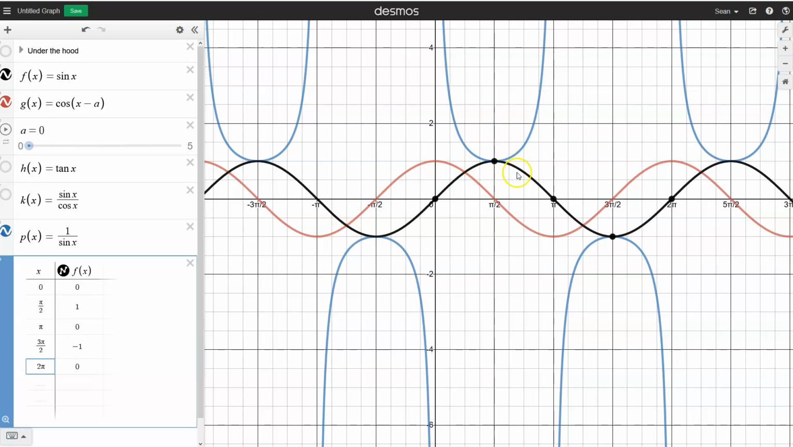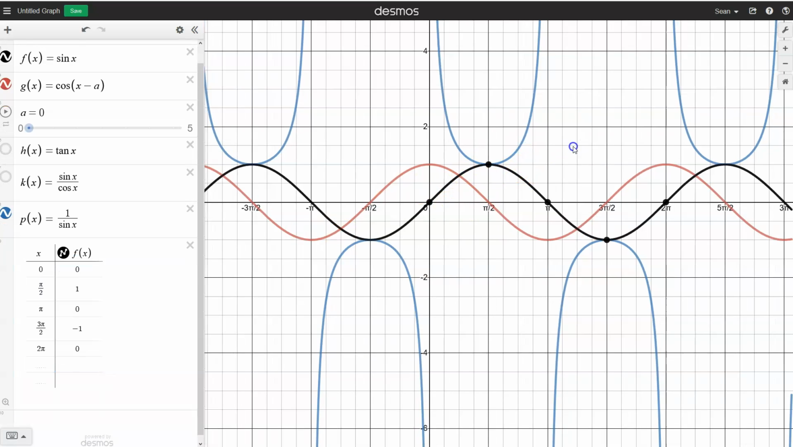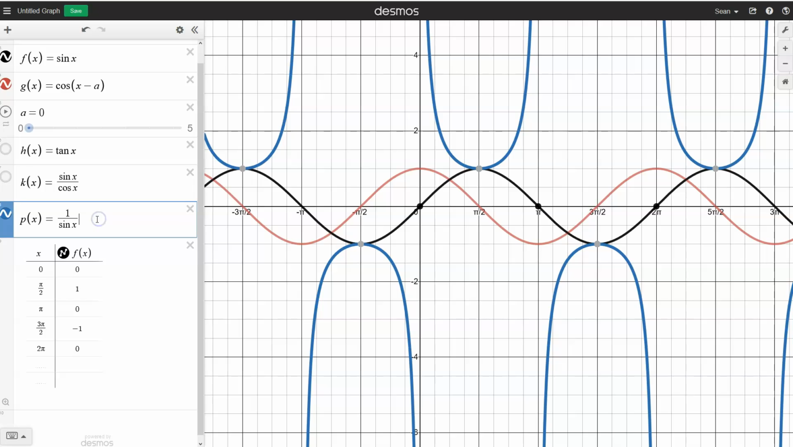So something like this. We can maybe start to see the connection between this, which we call the cosecant of x. This is the cosecant of x. It's the inverse of sine, and we see that it lines up with sine at these certain points.